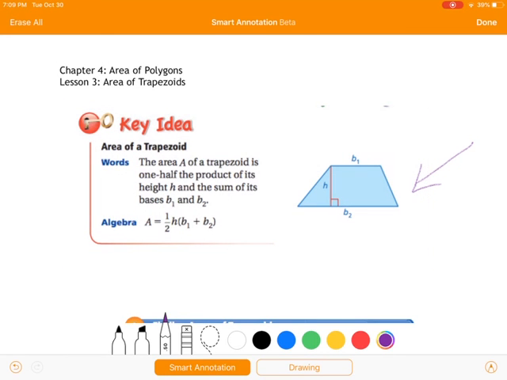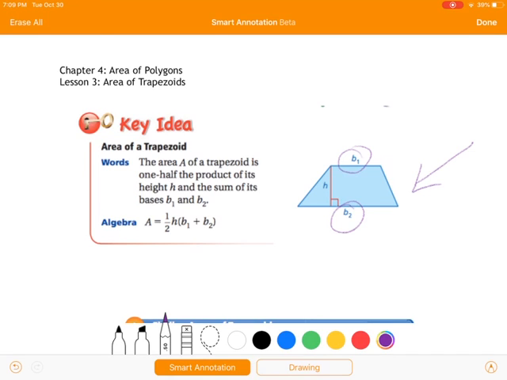And to find the area of a trapezoid, and this is the key idea right here, it says that we have to do 1/2 of the height times the sum of its bases. So in a trapezoid, this is going to be a little bit different than what we've seen in parallelograms and triangles, in that there are actually two bases. There is base 1 and base 2.